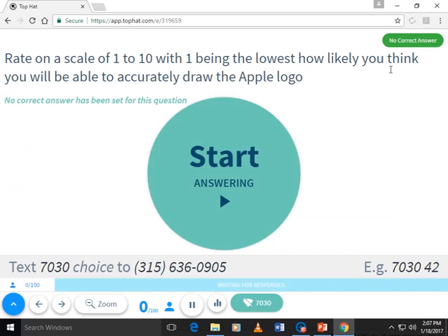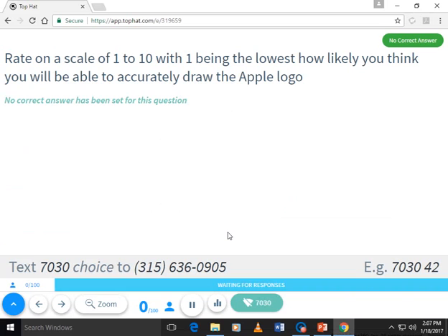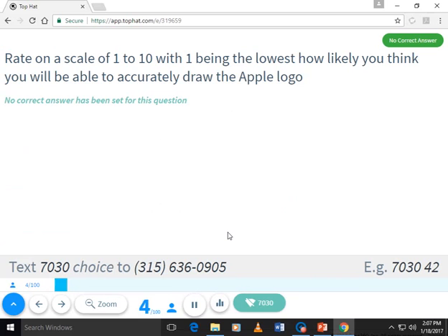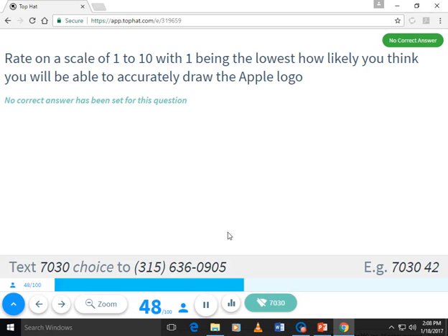write on a scale of 1 to 10, with 1 being the lowest, how likely you think you would be able to accurately draw the Apple logo from memory. No looking at the Apple logo either. So the next thing you're going to do is try to draw it. You're going to need a piece of paper. Go ahead and take out a piece of paper and try to draw the Apple logo completely from memory.